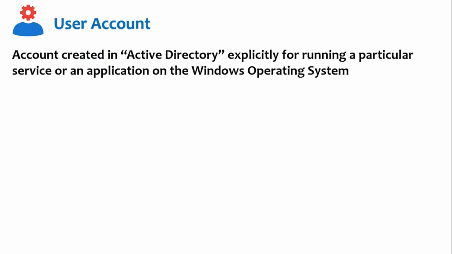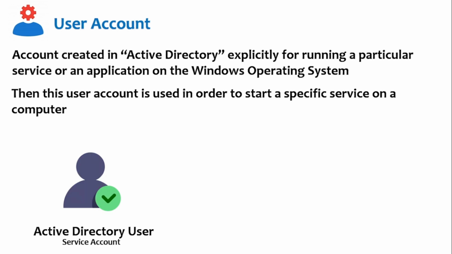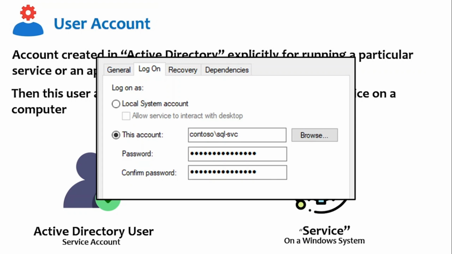User account, as we have already discussed, is an account created in Active Directory explicitly for running a particular service or an application on a Windows operating system. These accounts are used to start a particular service, or can be used on multiple computers to start a particular service or an application. For example, this is an Active Directory user and this is a service on a remote server, and this user will be used to start this particular service. This service will be authenticated by Active Directory, and you might have seen this particular picture. We have a user account named SQL-SVC in our Active Directory, and this user account is used to start this particular service.